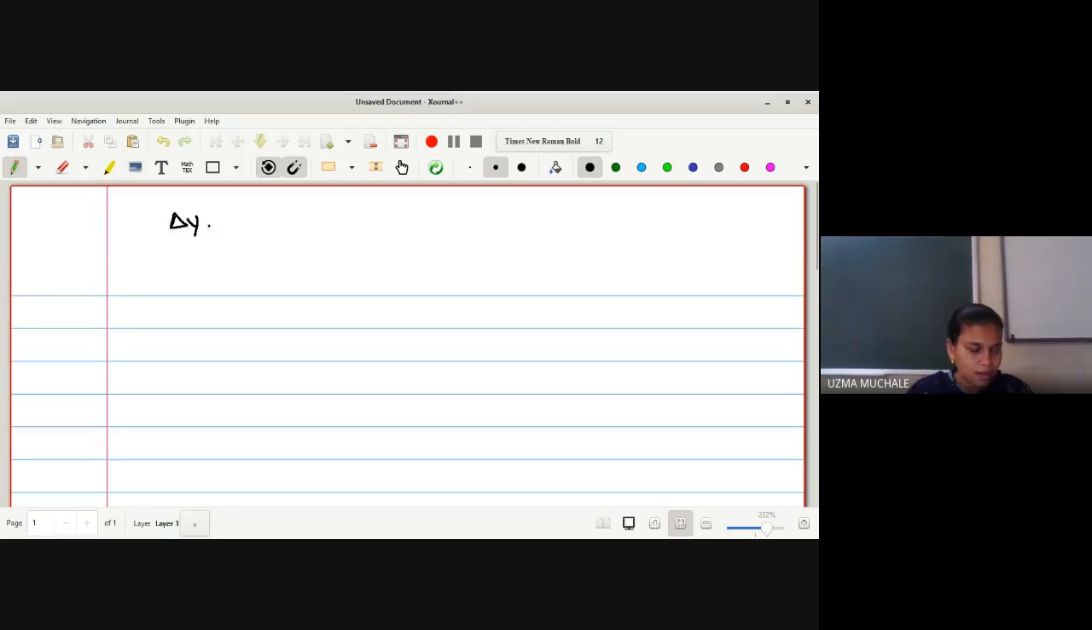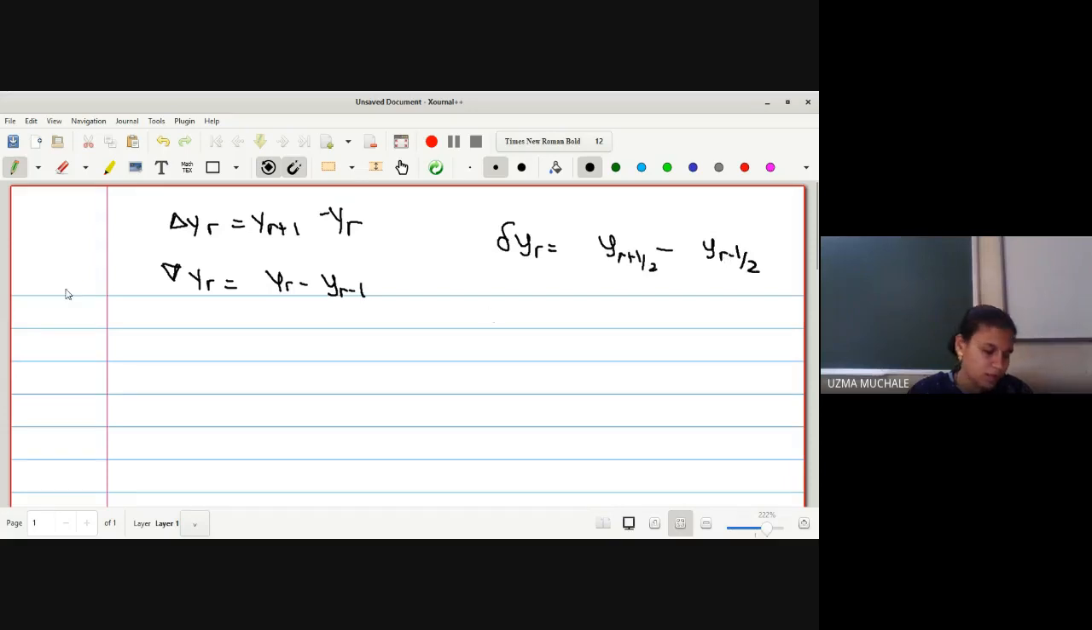Delta yr is equal to yr plus 1 minus yr. Backward difference operator, del yr, is yr minus yr minus 1, and the central difference del yr is equal to yr plus 1 half minus yr minus 1 half. Okay. The next thing we'll see is the averaging operator mu.